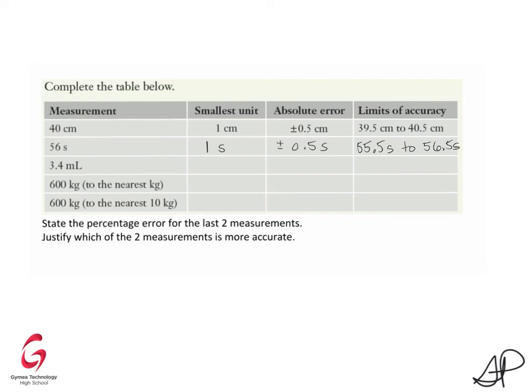So next we have 3.4 milliliters. So when you see a decimal, it's not rounded to the nearest milliliter, it's actually rounded to the nearest tenth of a milliliter. So we write that as 0.1 milliliters. The absolute error there is again the same thing, it'll just be half of that 0.1 milliliters. So that gives us 0.05 milliliters plus or minus, and our limit of accuracy would be that 3.4 plus or minus the 0.05.